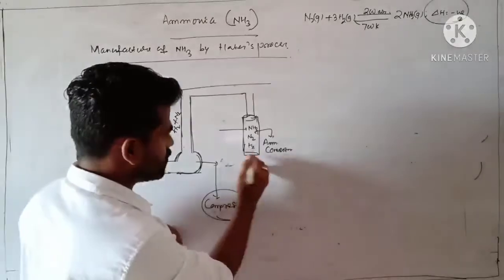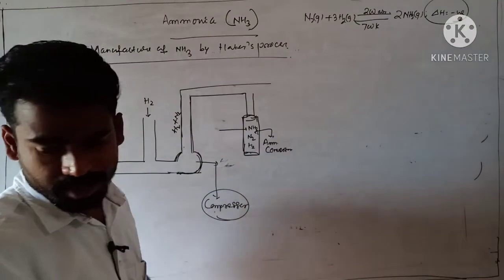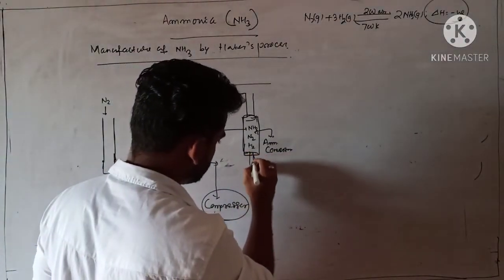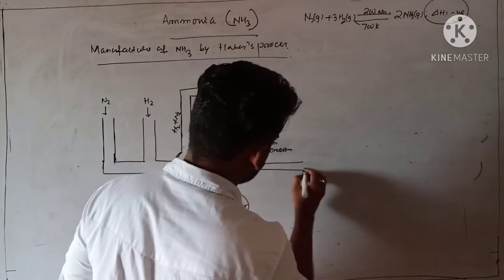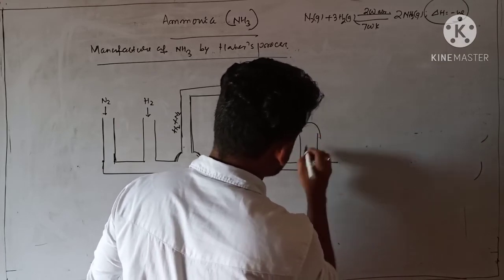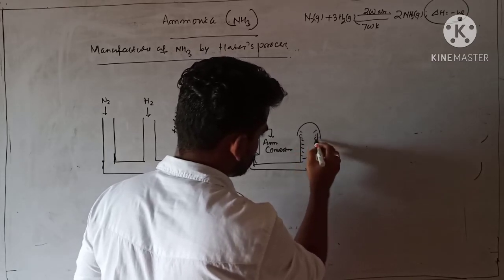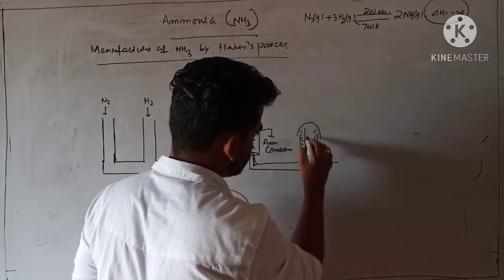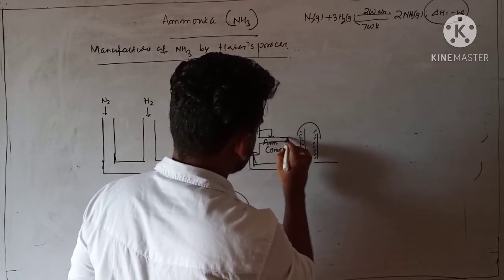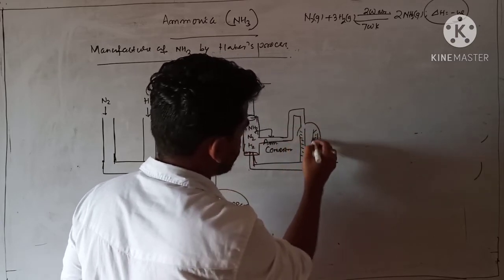Now this gaseous mixture is again allowed to pass to the condensation chamber. In this chamber, water molecules are there, and the gas mixture is allowed to pass into this condensation chamber.